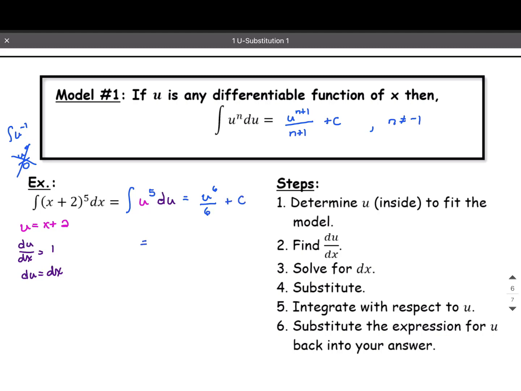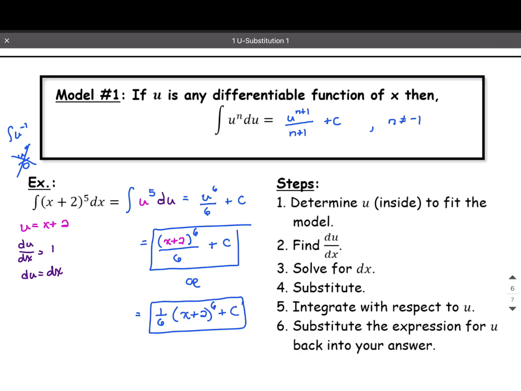Last step, go back. What was u? u was x plus 2. Don't forget to raise it to the 6th over 6 plus c. And by the way, yes, it's okay if you write it that way. It's also okay if you write 1/6 times x plus 2 to the 6th, plus c. Either way, they are equivalent, does not matter to me. Okay, so far so good.